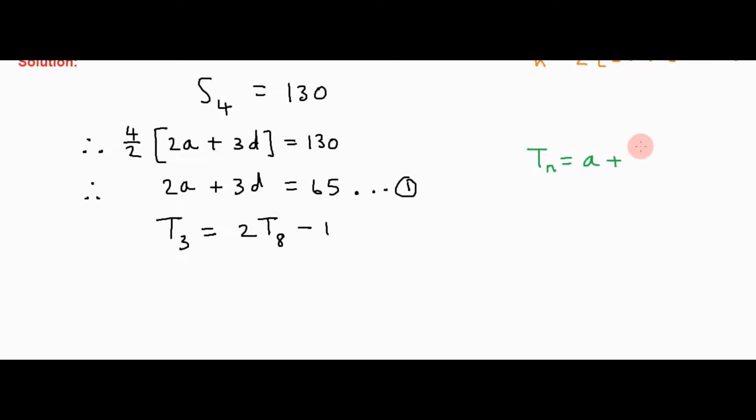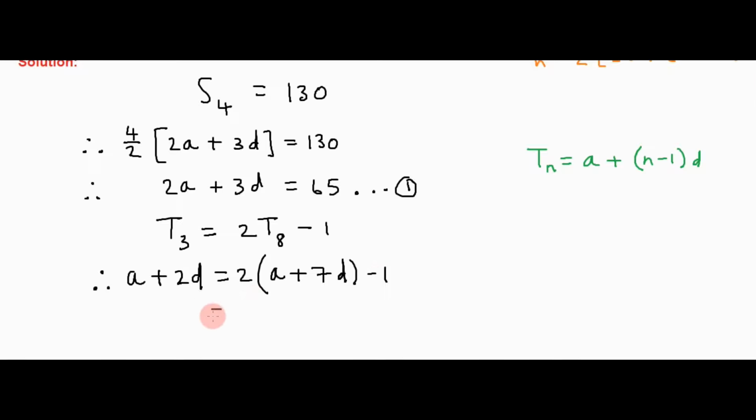Now we can use the equation T sub n equals a plus n minus 1 times d, and rewrite this equation in terms of a and d as well. So the left-hand side is a plus 3 minus 1 d, so a plus 2d. Then T8 is a plus 7d. We can simplify, multiplying the 2 into the brackets.